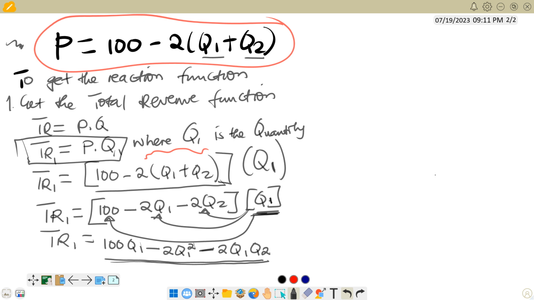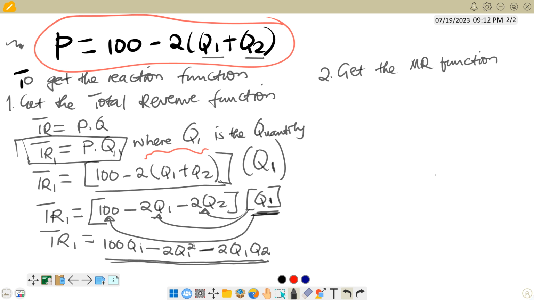So after getting the total revenue function, step number 2 is to get the marginal revenue function.